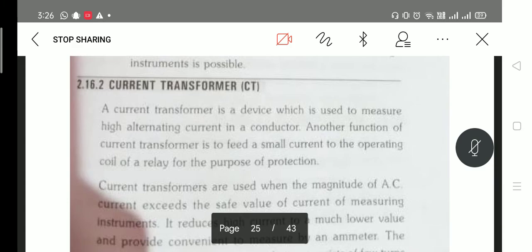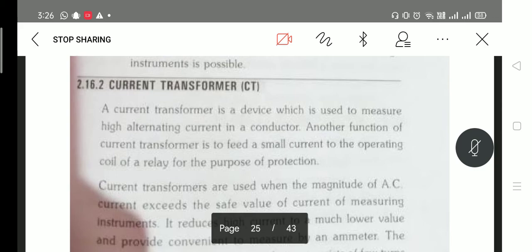Next topic is the current transformer. In instrument transformers we have two types, the current transformer and the potential transformer. First we discuss the current transformer. A current transformer is a device which is used to measure a high amount of AC current, alternating current, in a conductor in a transmission line.